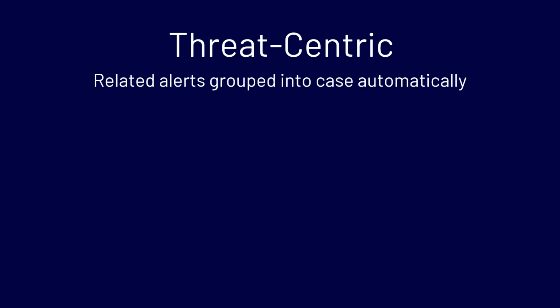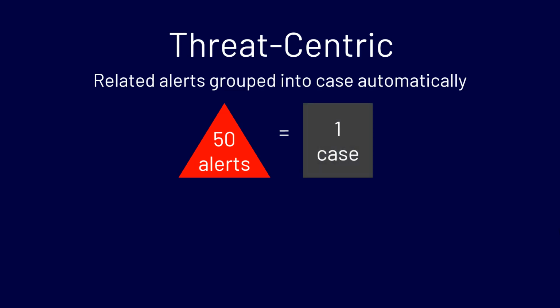So let's say that this same phishing attack hits this company with 50 emails detected. With a threat-centric SOAR, these alerts would be grouped automatically into a single case. See, that's one case, not 50. So what's the downstream effect?